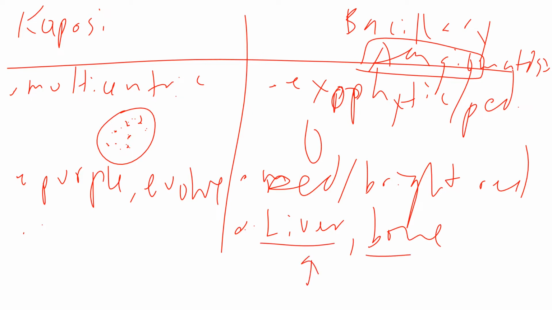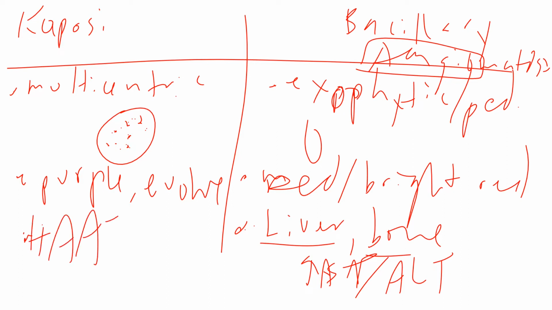So you can have increased AST and whatnot. Kaposi is mostly limited to the skin and the mucosa. You can even have Kaposi on the tongue and the oral cavity, but you want to think about the skin. And how do you treat these? Kaposi is treated with HAART, highly active antiretroviral therapy. Bacillary angiomatosis, you give doxycycline, because it's a bacteria. So that's these two here.